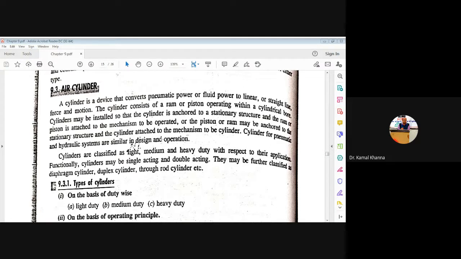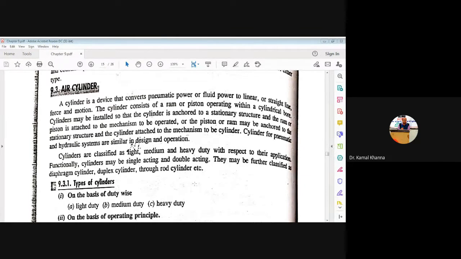This cylinder basically consists of a piston that is located within the cylinder bore. That is, we have a cylinder arrangement in which the piston is used to compress the air, and this compressed air is used to convert that pneumatic power into linear or other kinds of motion. These cylinders are installed so that the cylinder is anchored to a stationary structure, and you can classify these cylinders on the basis of their capacity. That is, these cylinders can be light duty, medium duty, or heavy duty with respect to the applications for which they are used.